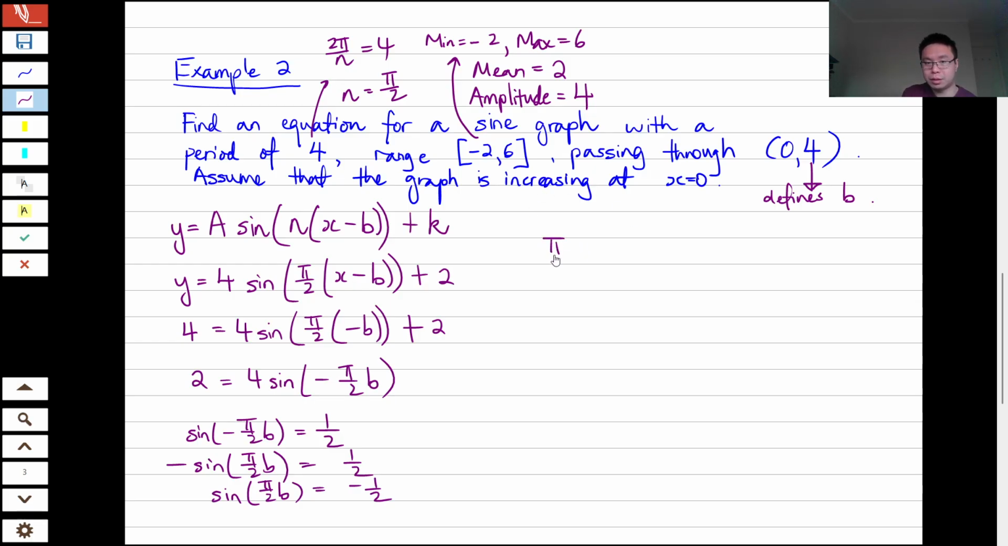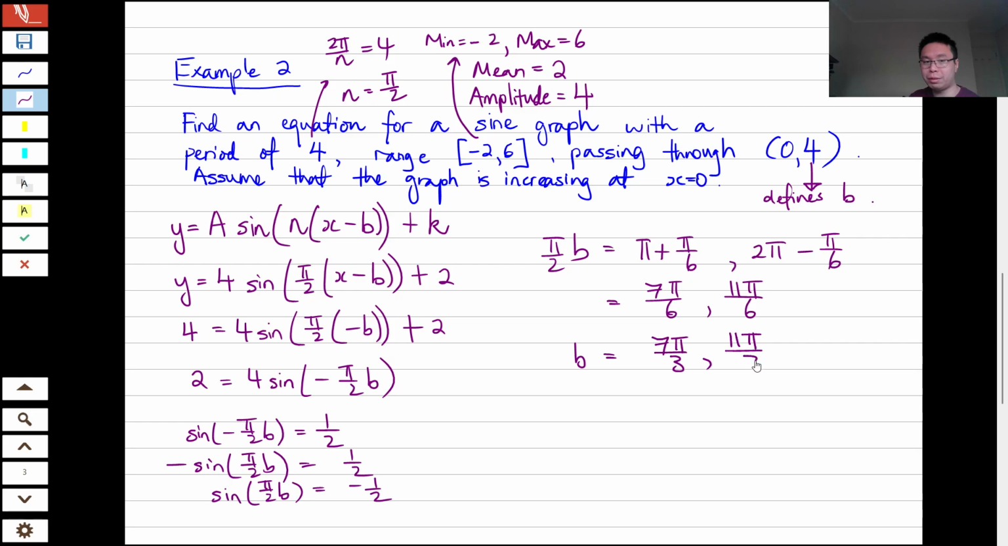And now we need to recall exact values. Sine is negative in the third and fourth quadrant. So the solutions I need to consider are pi plus pi on 6 in the third quadrant, and 2 pi minus pi on 6 in the fourth quadrant. Okay, so we'll simplify that. And now we'll multiply both sides by 2 on pi. And that gives us 7 pi on 3 and 11 pi on 3.